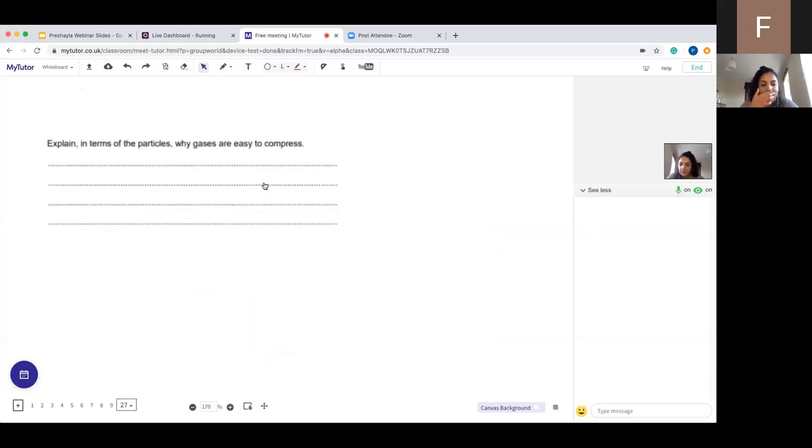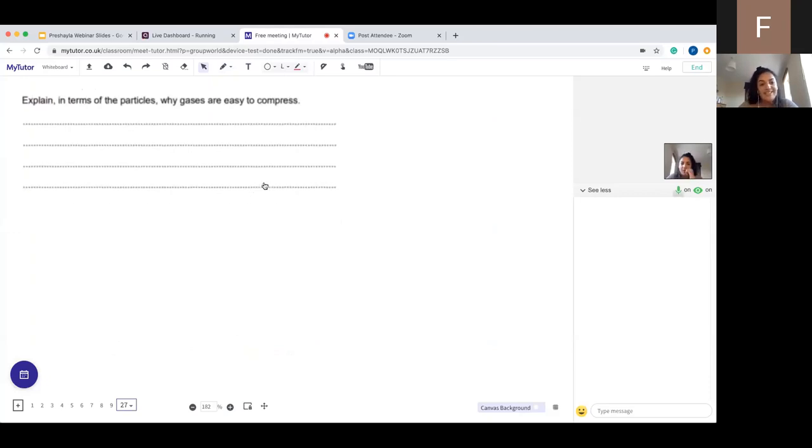Okay, explain in terms of the particles why gases are easy to compress. So have a think about this one. Why do you think gases would be easy to compress? Because of the way that the particles are spread. So why are gases easy to compress? Put your thoughts in the chat, then we'll discuss.